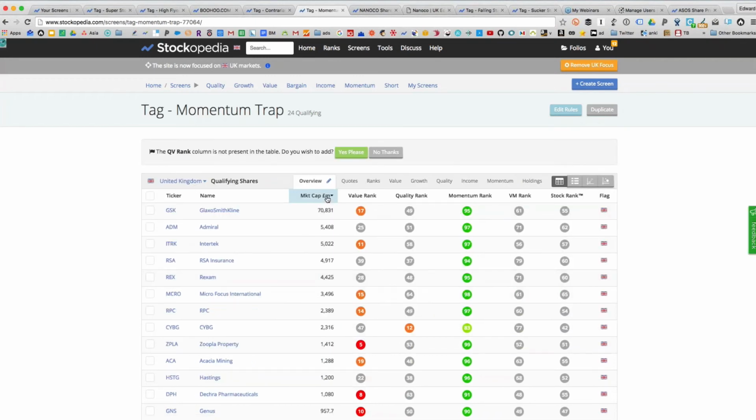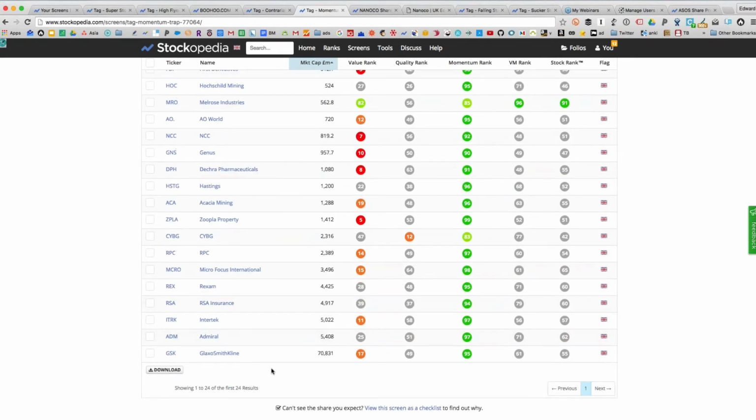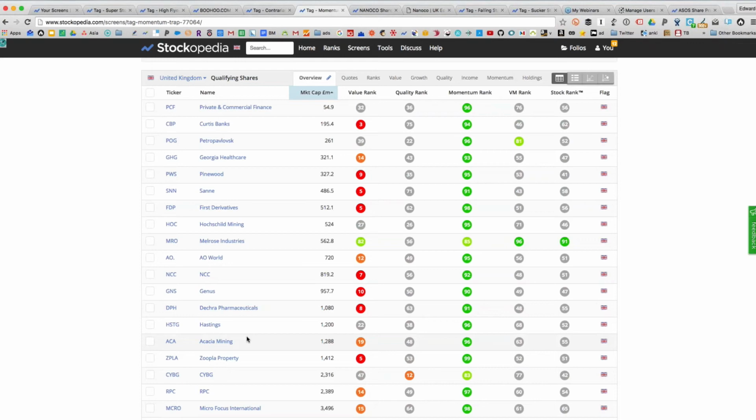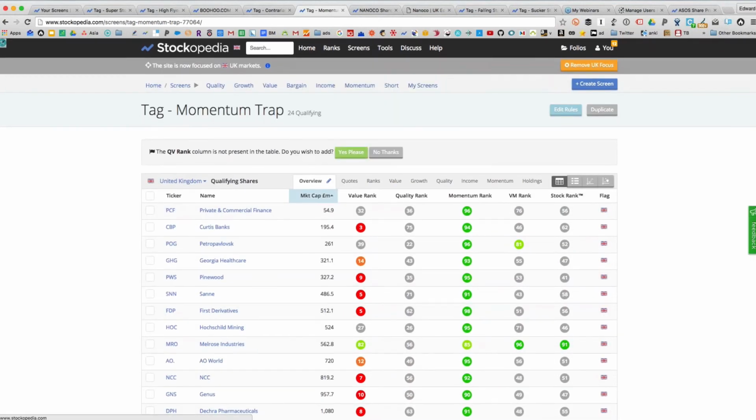I mean, Glaxo there is actually for some reason coming up at the top. But often you find there's sort of AO World. You find all kinds of shares in there. So, have a good dig around and see what you can see. Often you find some of the big story stocks in the market.